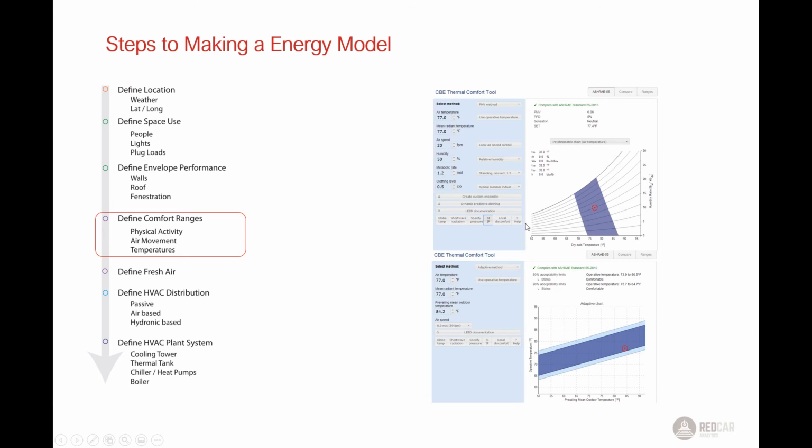There's lots of different tools to help understand a range of comfort. This is a tool from the Center for the Built Environment. I'm not going to go over it in detail, but what we're seeing here is the design point that we've entered, and this is the range where people would be comfortable. We can see this from the ASHRAE standard on comfort, Standard 55.